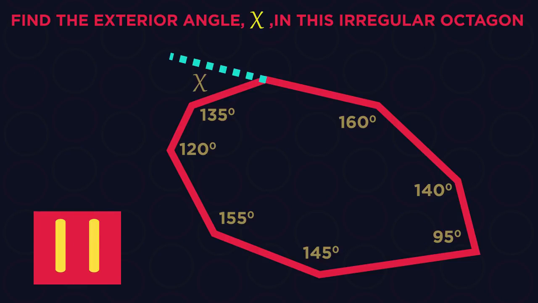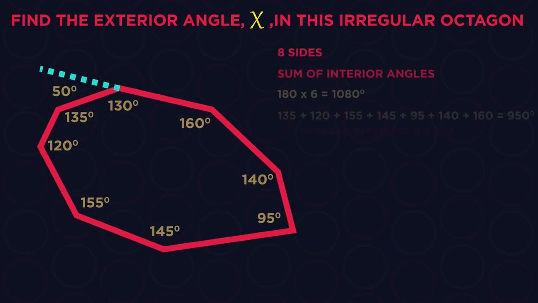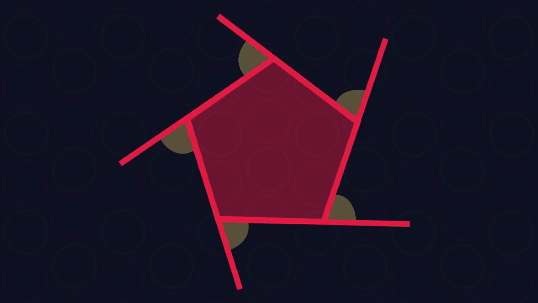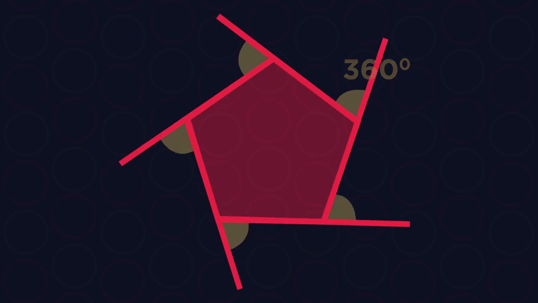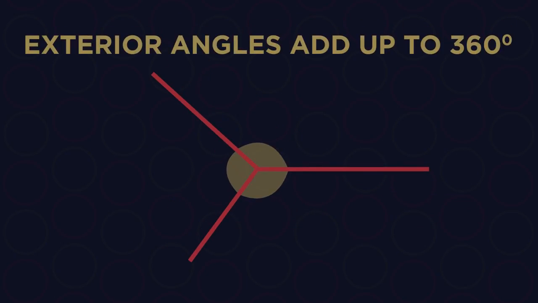Pause the video, find the angle and click play when you're ready. Did you get it as 50 degrees? If we take all of the exterior angles and pull them together, they will always make 360 degrees. This is true for any polygon. The exterior angles will always add up to 360 degrees.